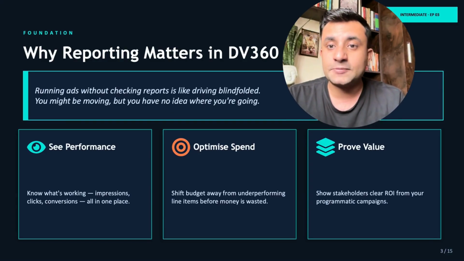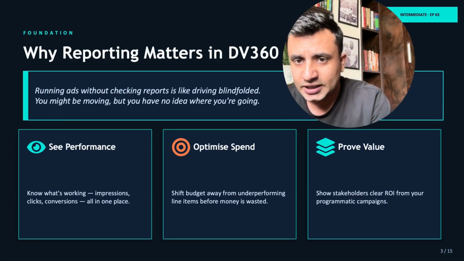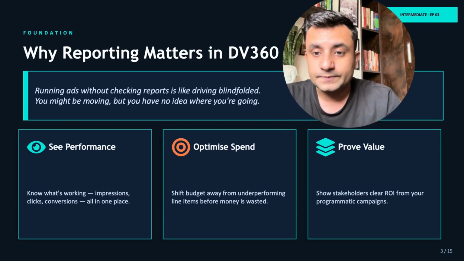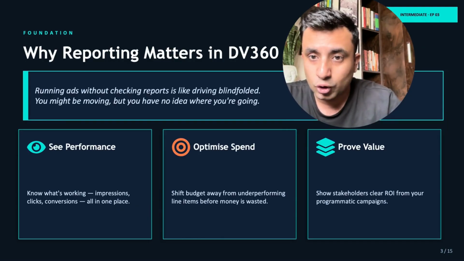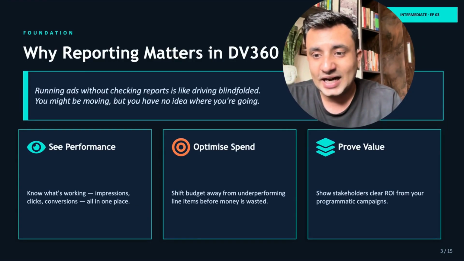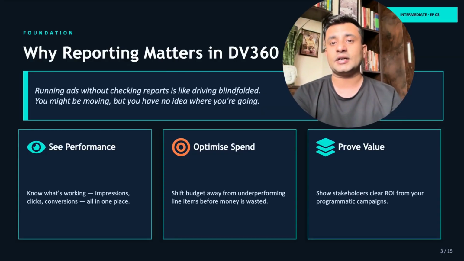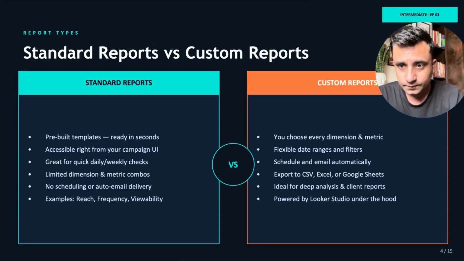Then you can optimize spend. Shift budget away from underperforming line items before money is wasted, because we don't want to waste our money on line items which have been underperforming. Then, prove value to the stakeholders. By showing the direct ROI from our programmatic campaigns, we can show this is the impact that we created, and that can be done using reporting only.